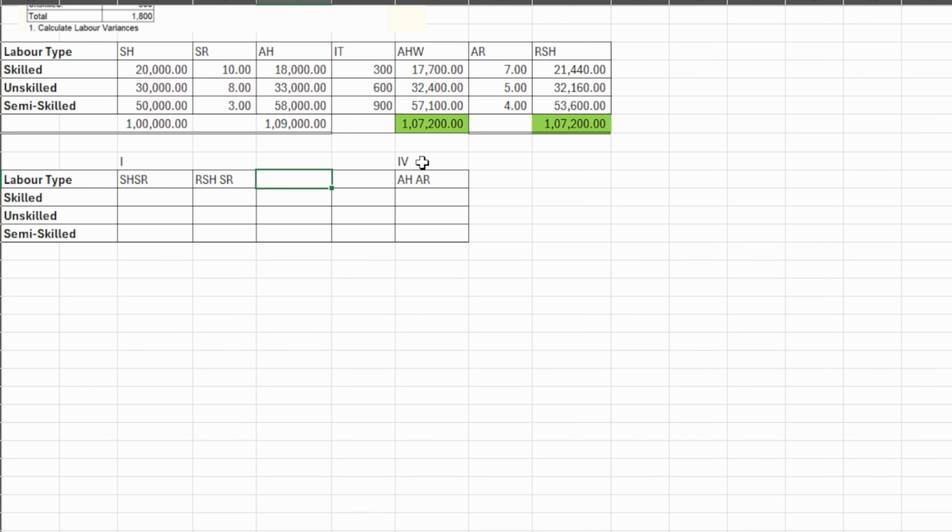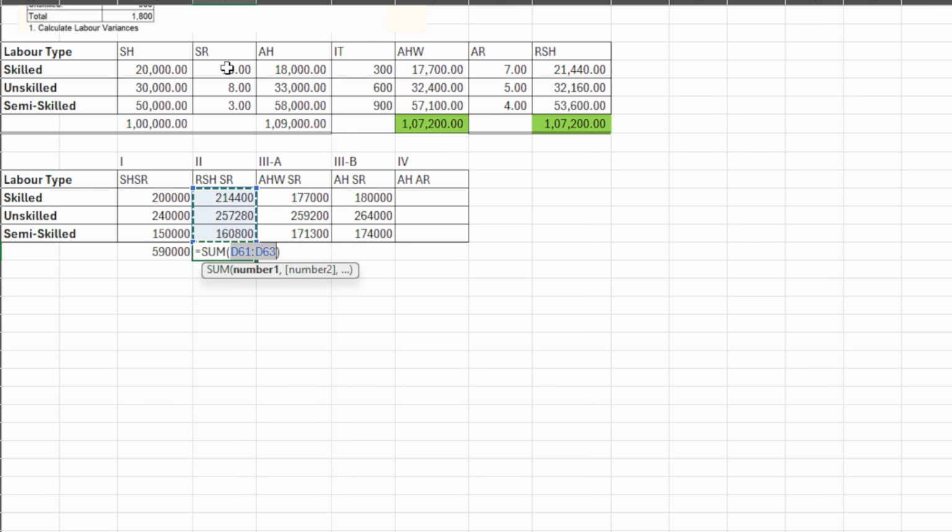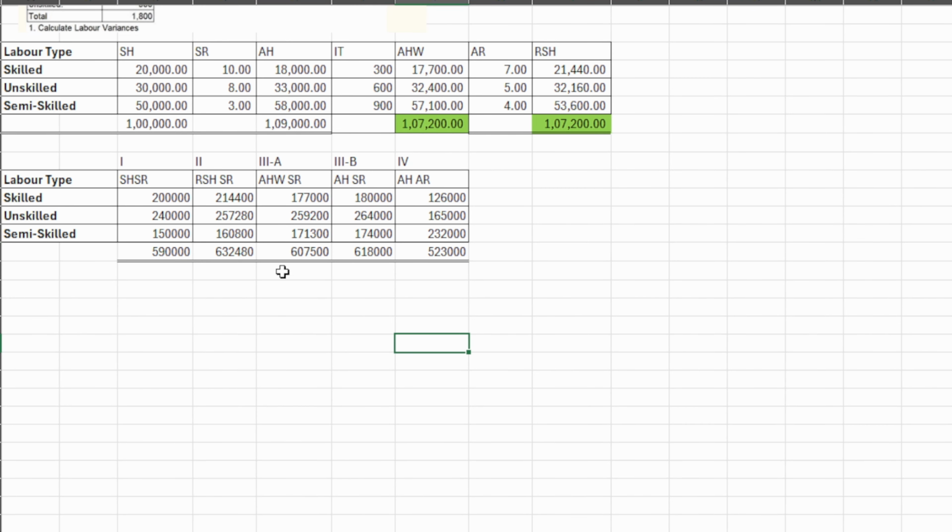Only in the third, I calculate AH because I have two AH. One is actual hours, another is actual hours worked. So I prepare something called as 3A and 3B. So I call it as AHWSR and AHSR. Once I do this, next is a matter of multiplying these factors. So SHSR, I take SH and I take SR, I multiply them. I do this for all type of workers. So now I have the total. Similarly, I do for the rest. So I have populated the data.